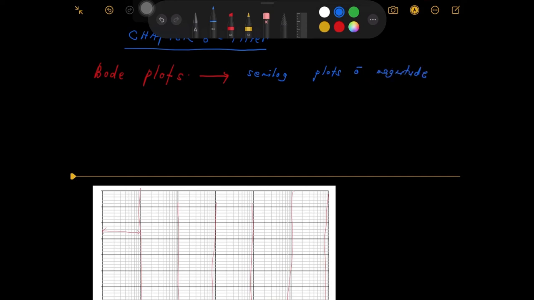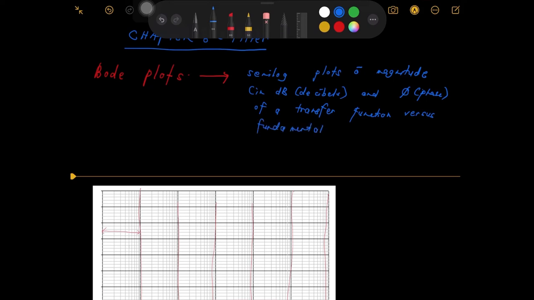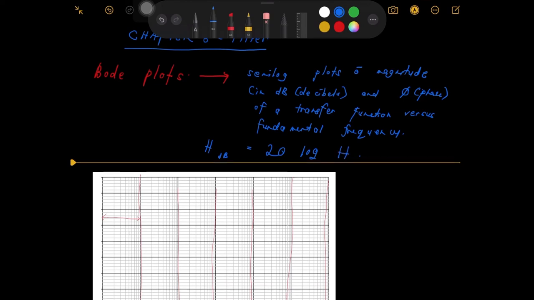Now we will move on to Bode plots. So what are Bode plots? Bode plots are semi-log plots of magnitude in decibels and also phase in degrees of a transfer function versus the fundamental frequency omega. And the transfer function in dB, which is H, is equal to 20 log H.